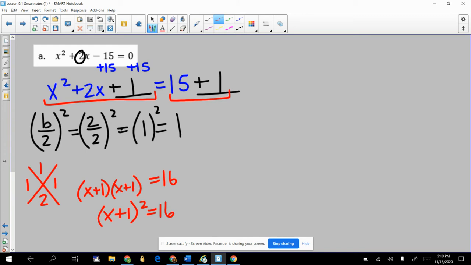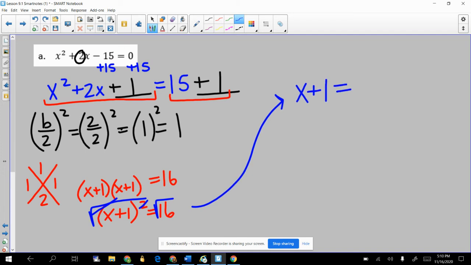Okay. From here, it's nice because the x plus 1 squared is isolated, so we can now take the square root of each side, and that's going to cancel this and leave us with just an x plus 1 on the left side. And then the square root of 16, remember we need this plus or minus 4. So this is where we split up into two equations. x plus 1 equals positive 4, and x plus 1 equals negative 4.